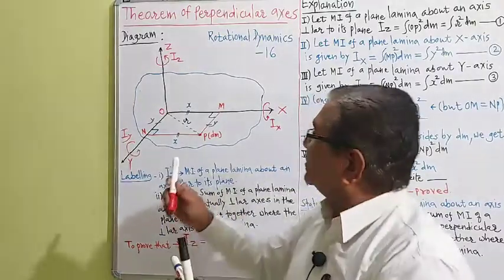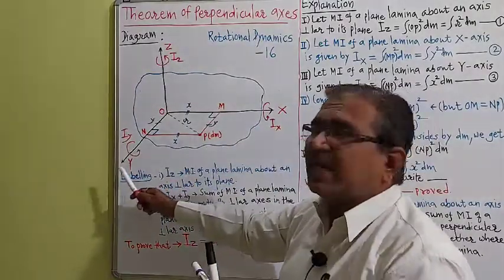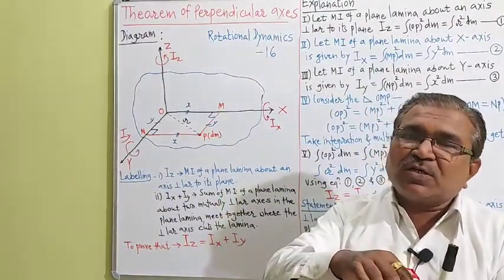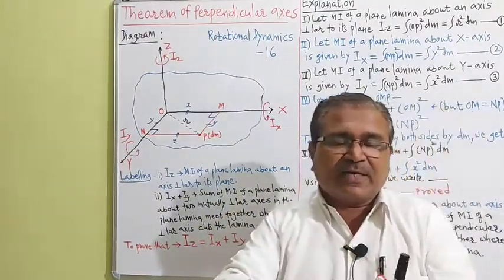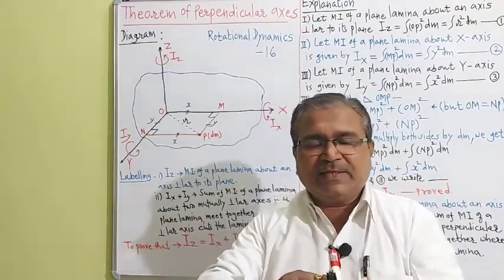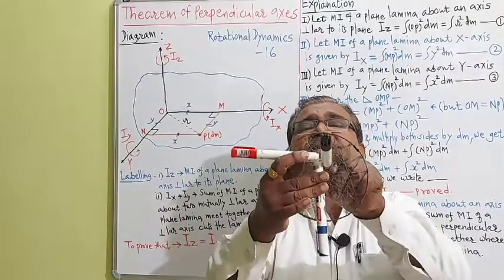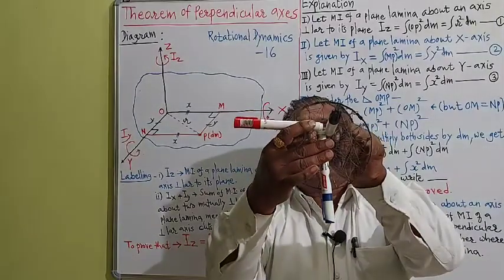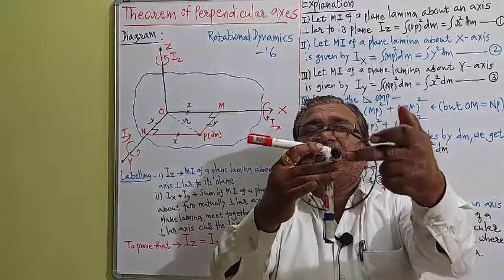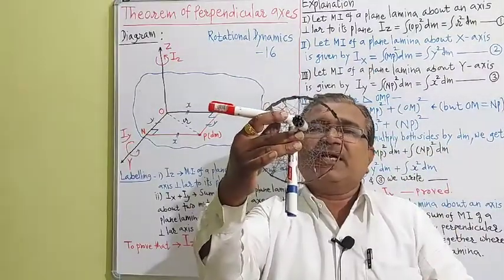That means here the x-axis and y-axis are perpendicular to each other, no doubt, but they are in the lamina. See here, they are in the lamina like this. Two axes are in the lamina, and this axis is exactly perpendicular to the plane lamina.